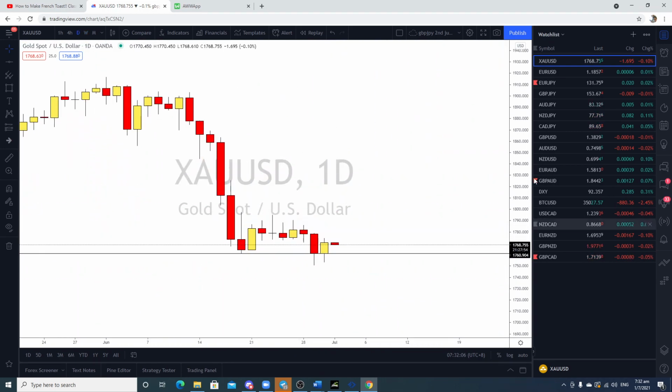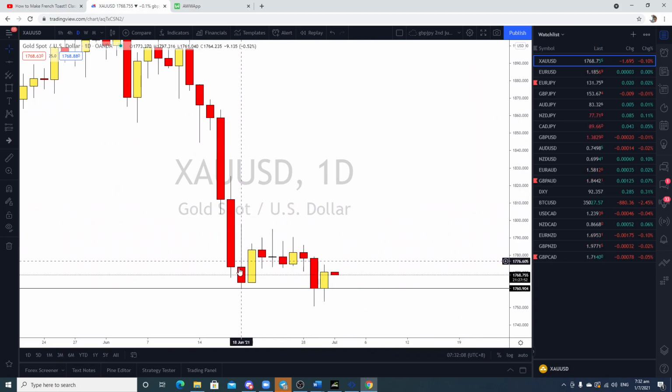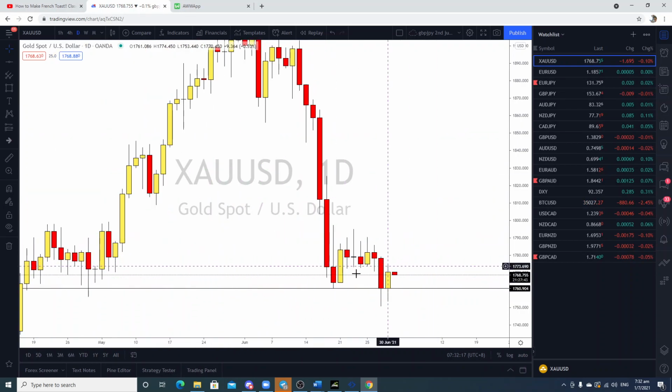You look at the daily right now, price is in a coiling inside bar pattern. So price has not closed out of the mother bar yet. Before this inside bar is formed, price is on a downtrend.